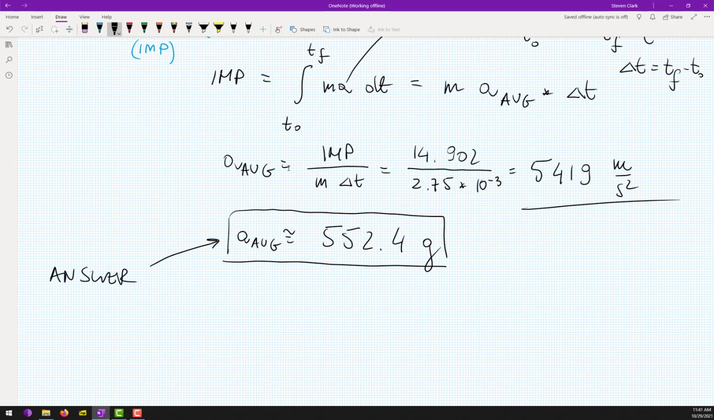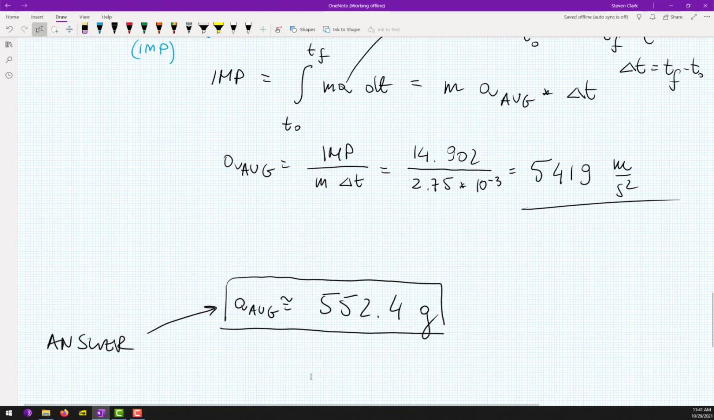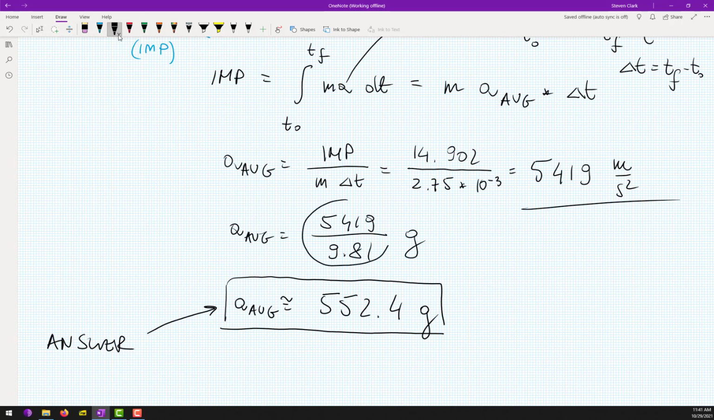In my previous discussion, one gentleman asked me how I knew that this is 552.4. I just skipped one step. So A average is 5419 divided by 9.81, times g. If you plug this number into your calculator, you will obtain this one. Questions?